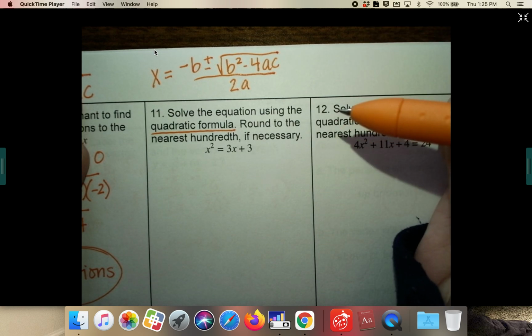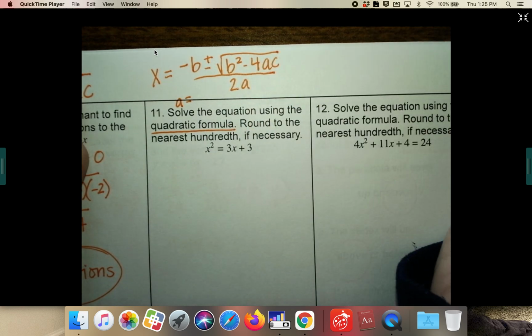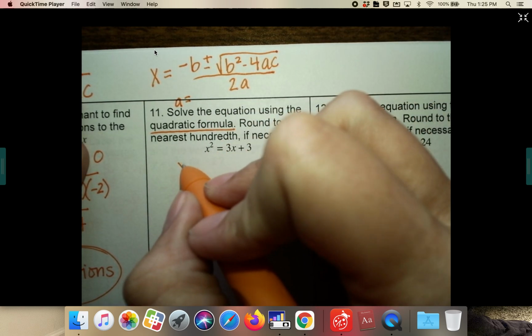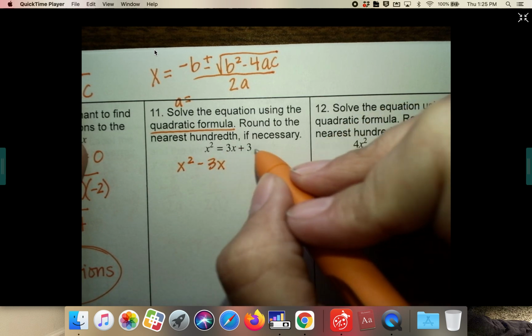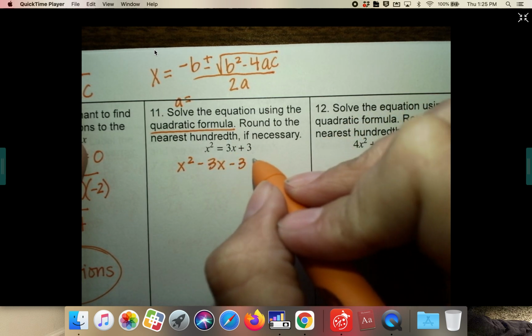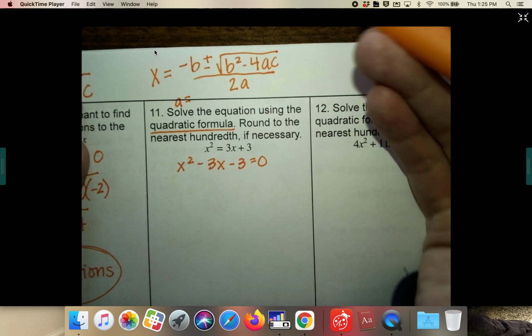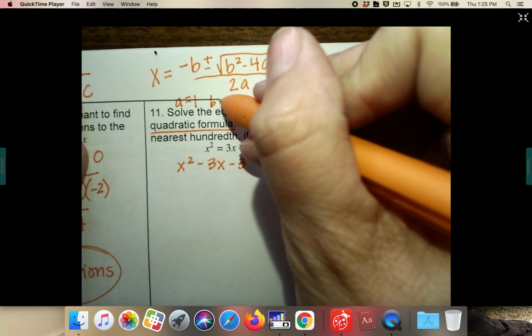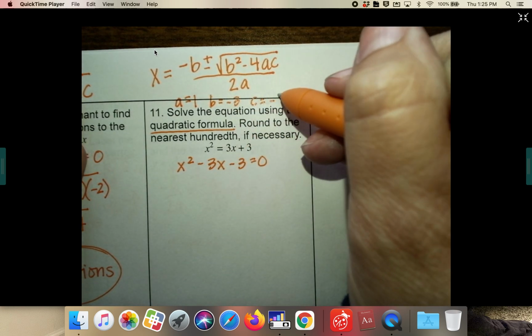Now we need to write down what our a, b, and c's are. So a, okay, well, we got to rearrange it again. Here we go. X squared is already over here, but we need to minus the 3x over and minus the 3 over in order for it to equal 0. Now we know that a is 1, b is negative 3, and c is also negative 3.